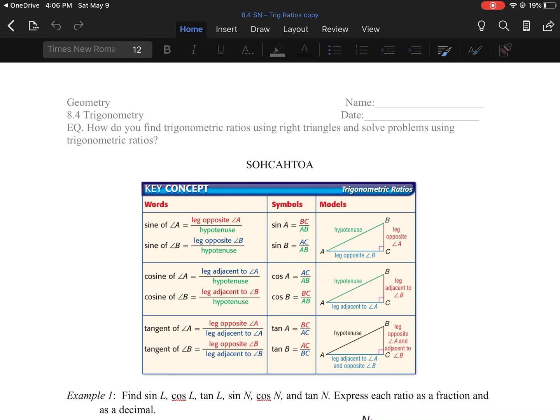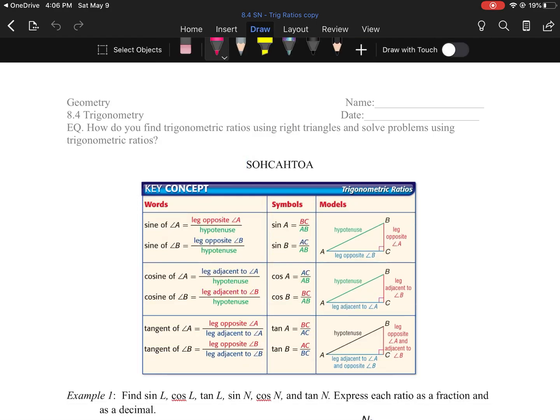All right, so we'll stop it there for now. And you're probably wondering, oh my goodness, what is this SOHCAHTOA? So I do have it up top here, if I get to draw.